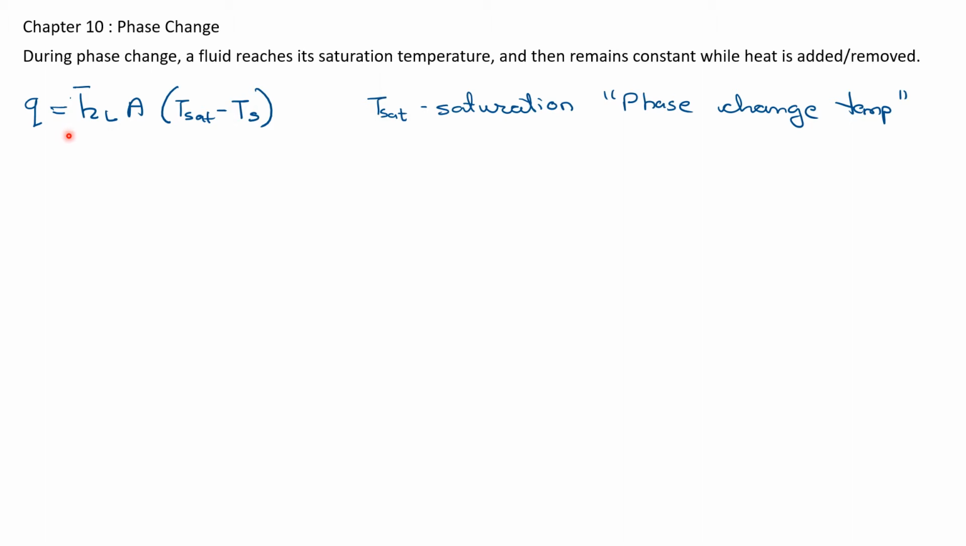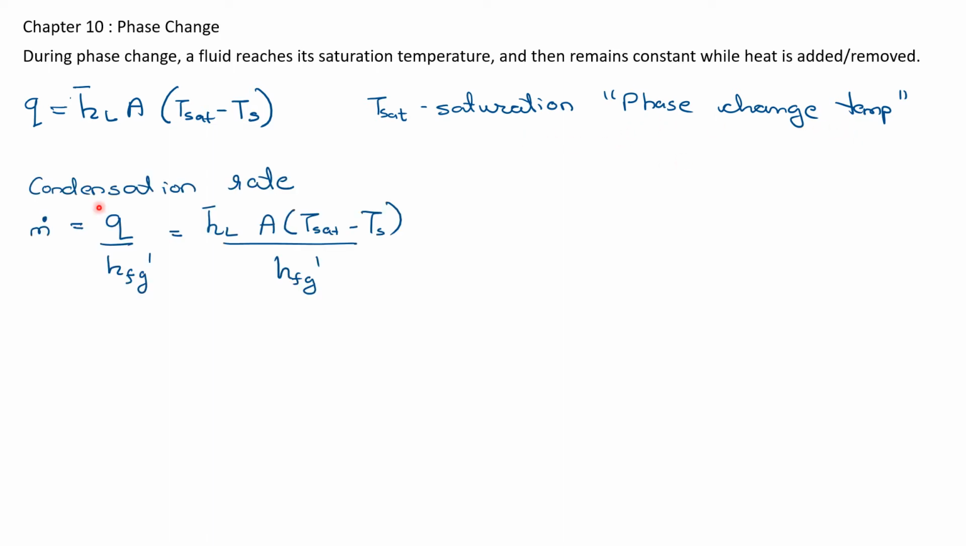So this is our equation for the heat rate. There is some heat transfer coefficient associated with it, and you will have some contact area between your phase and the surface, and the temperature difference will be between the saturation temperature of the fluid and the surface temperature with which the fluid is in contact. So the TS here is the saturation temperature or the phase change temperature, like I just explained.